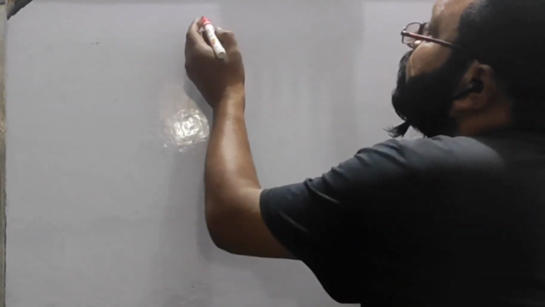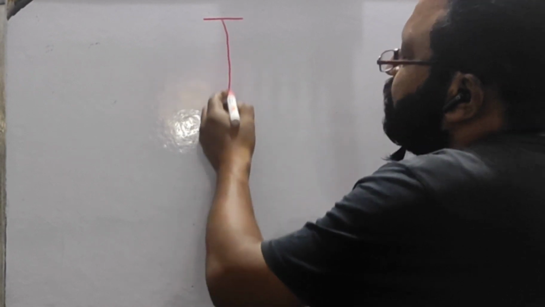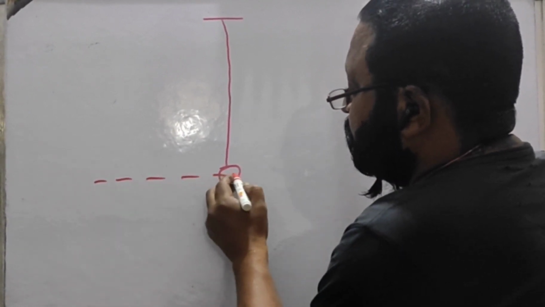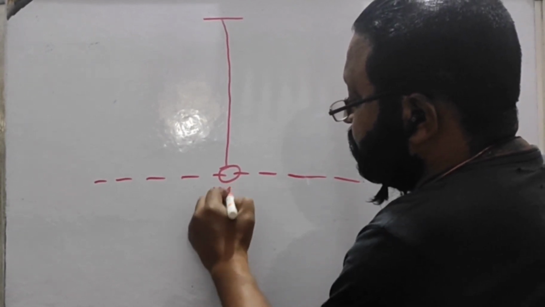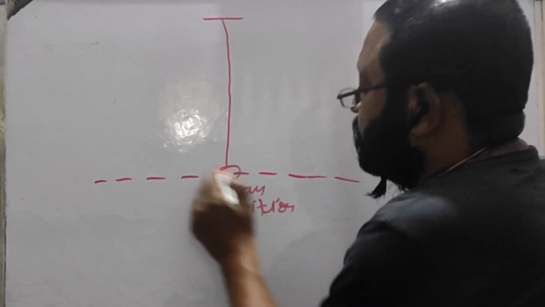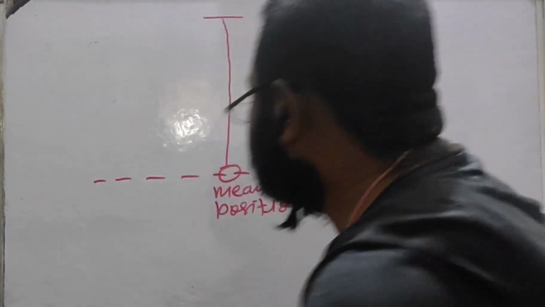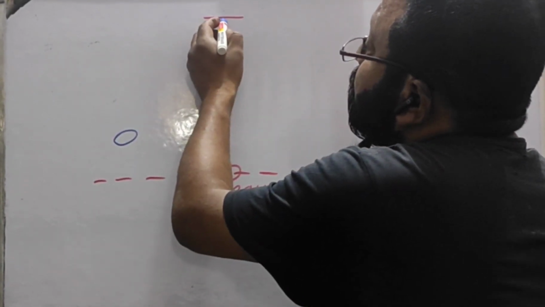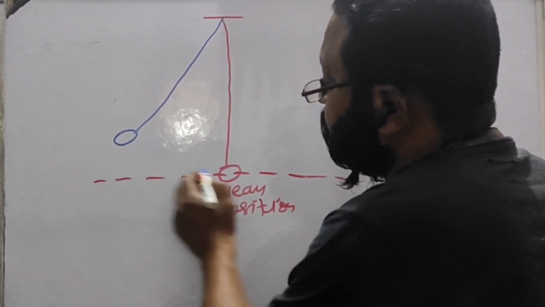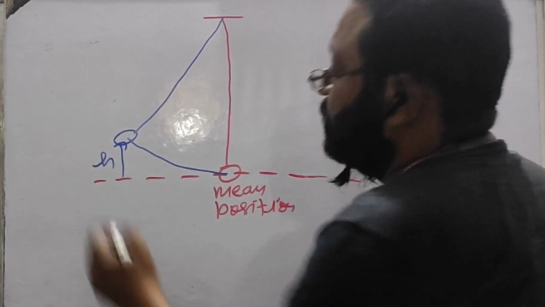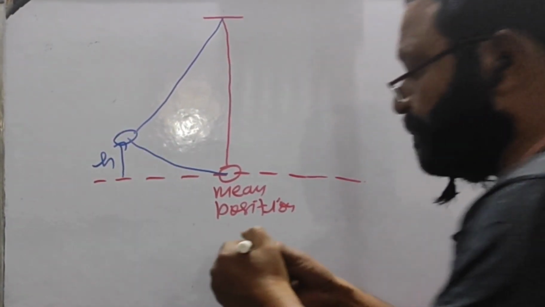During an oscillation, if this is the pendulum, and this is the ground state, the mean position, and when you bring this bob here, it comes like this, so this is the height h, and this is the amplitude we have.